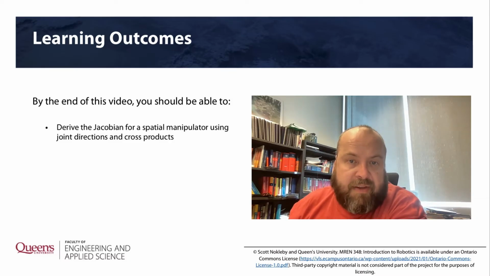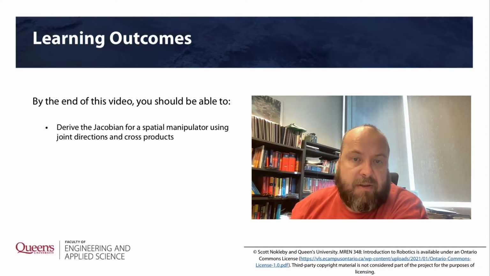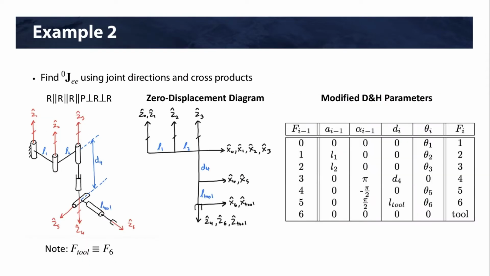By the end of this video, you should be able to derive the Jacobian for a spatial manipulator using joint directions and cross products. In this example, we're going to use the same manipulator that we did for the previous video, where we were doing joint directions and derivatives to find the Jacobian. We're just going to examine the same robot, but this time we're going to use joint directions and cross products to find our Jacobian.